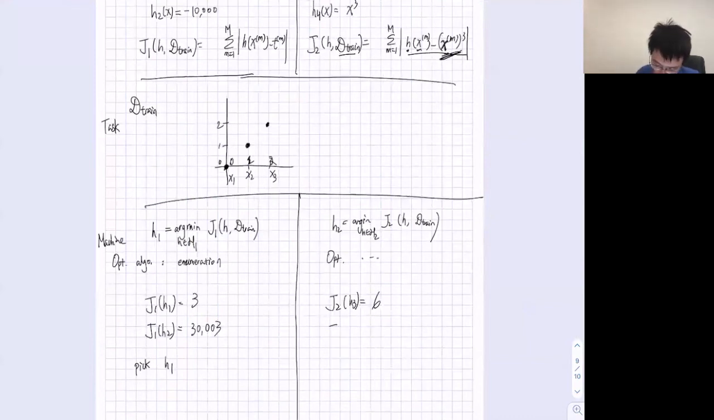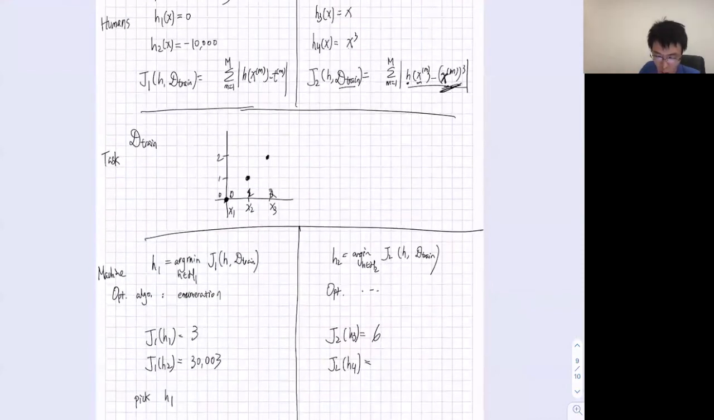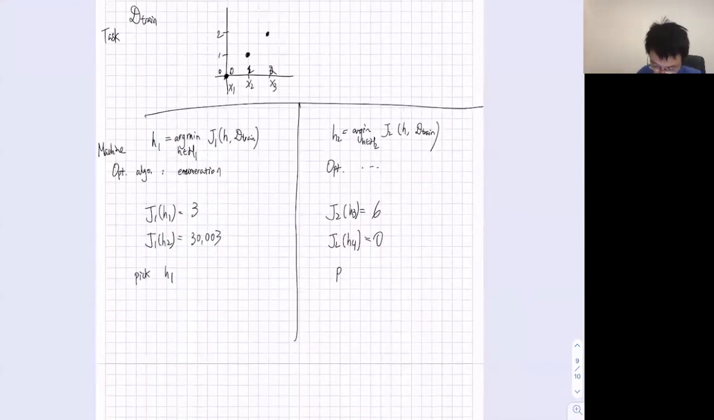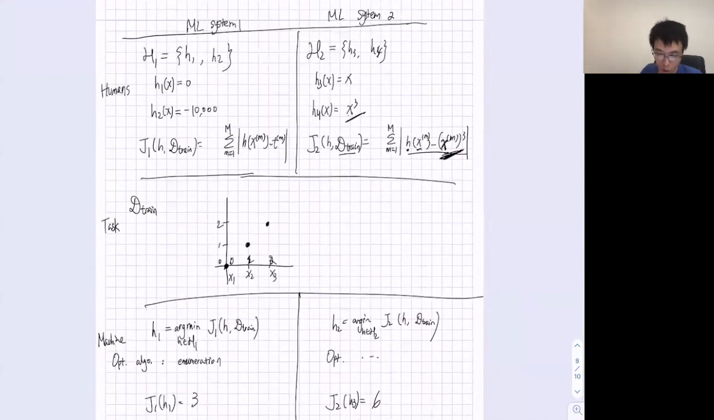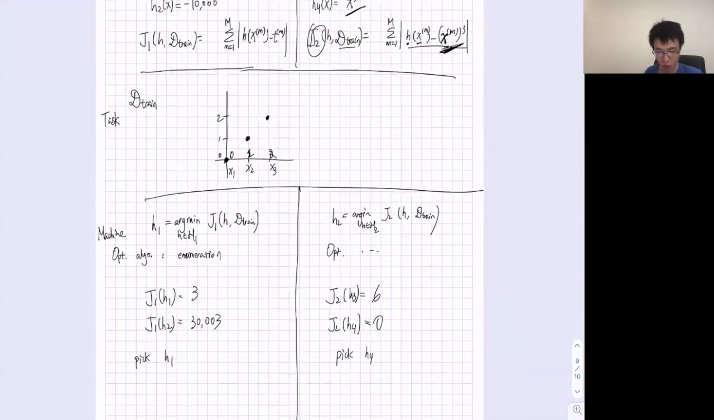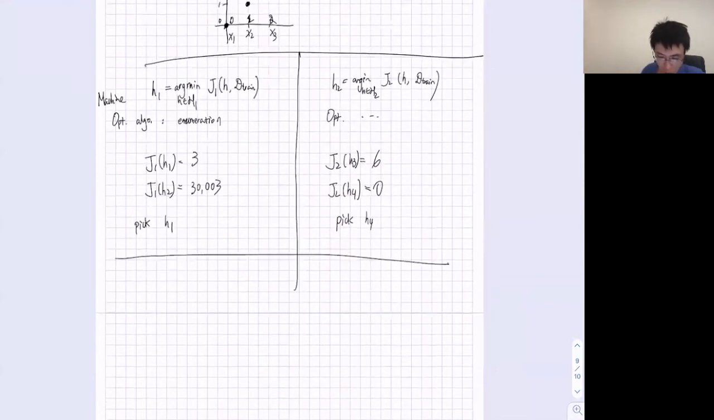And J2 of H4 is, so H4 is, you know, X cubic, and you subtract it by X cubic, it gives you 0. So pick H4. So unfortunately, it seems like you have a very good function here, but due to your bad selection criterion, sometimes you get a very bad result, okay? So this is my training phase.